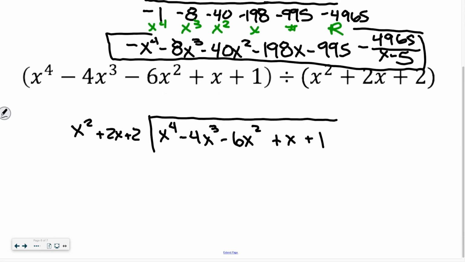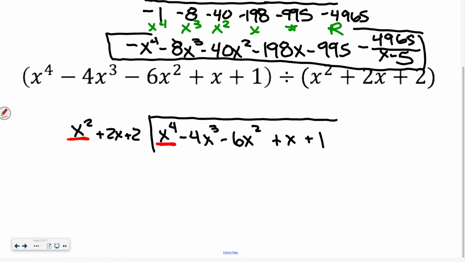So what do you think about first if you're dividing by a quadratic now? Just the first terms, right? So we would look at the first term in the dividend, which is x to the fourth, and the first term of the divisor. What's x to the fourth divided by x squared? X squared.